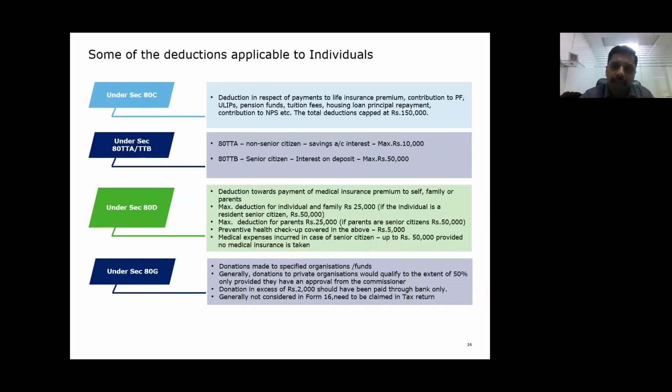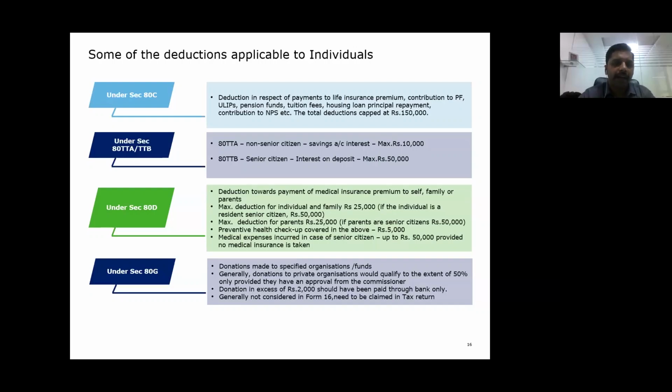Then contribution to NPS, employee contribution to NPS, is also covered here. Of course, NPS has additional deductions as well, which I cover in the next slides. So 80C also covers NPS employee contribution. However, though the list of items which can come under it is huge, the total deduction is available only to the extent of 1,50,000. It is capped at 1,50,000. So even if your investments under this section cross 1,50,000, the employee is eligible only for 1,50,000.